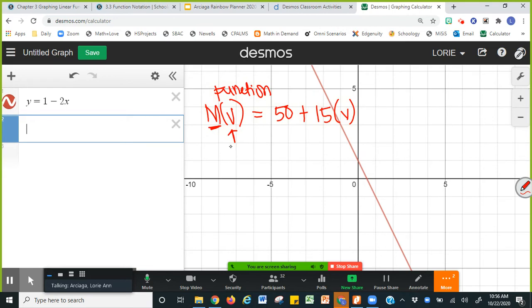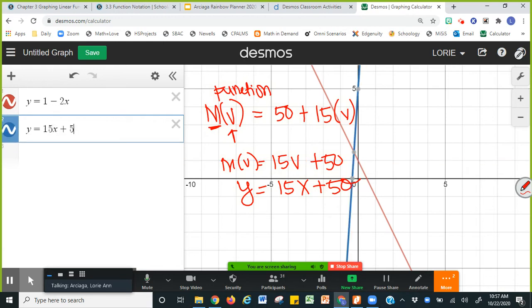If you want to arrange it, it's actually m of v is equal to 15v plus 50. So how do you type that in Desmos? When you type it in, you have to change the variables to x and y. So this will become y is equal to 15x plus 50. The output is always your y and the input is always your x. So if we type that here, we'll get y is equal to 15x plus 50.